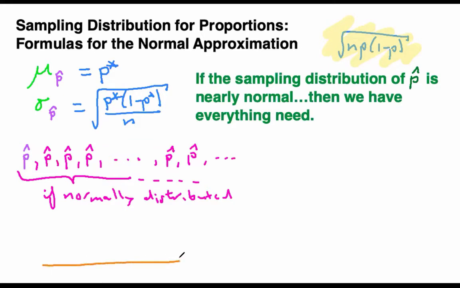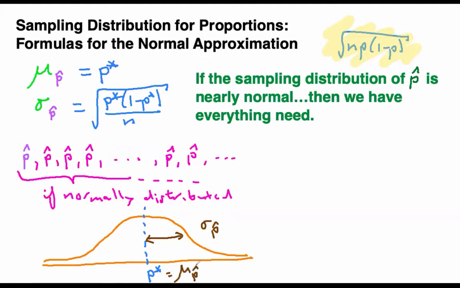then we would actually have a normal distribution. We would have something that looks like this. And where's the center of this normal distribution? The center of the distribution would be at p star, which is really just mu of the sampling distribution, mu of p hat, that's just p star. And we know what the standard deviation would be. The standard deviation for the distribution would just be sigma p hat. But if we have a normal distribution, there's a lot that we can take advantage of.